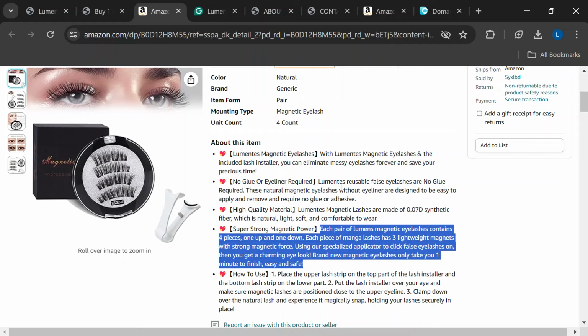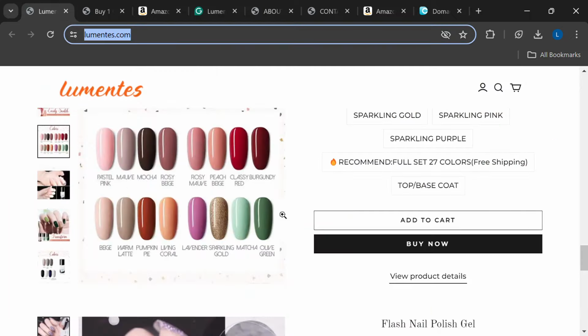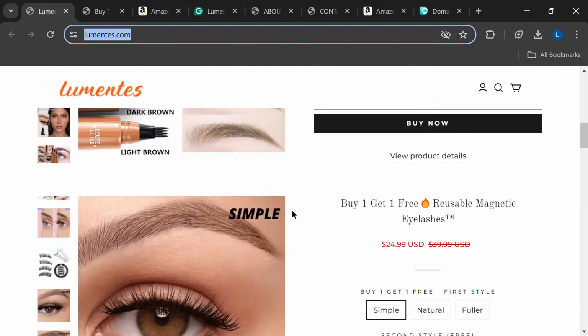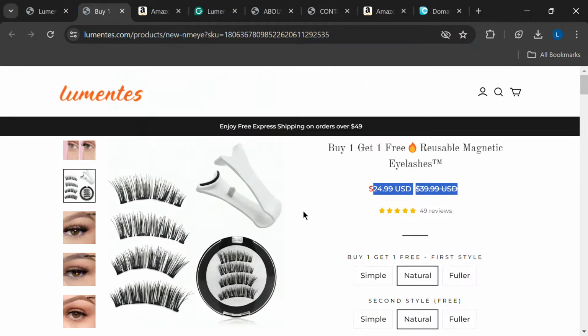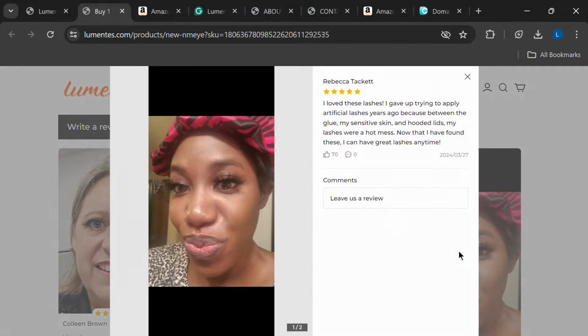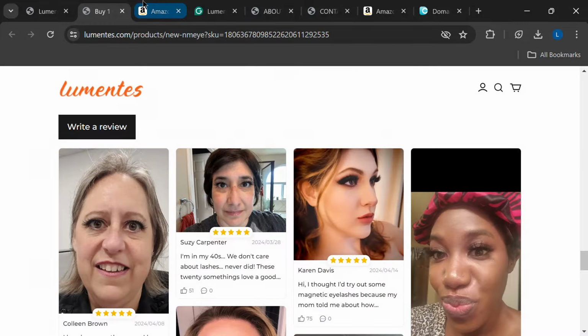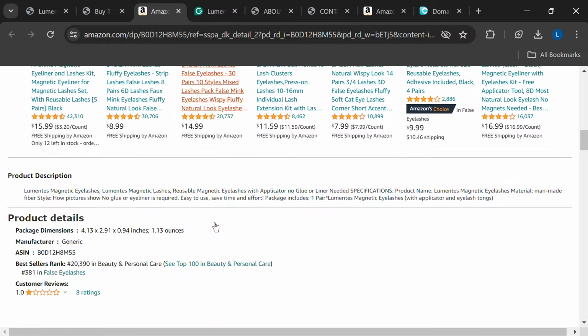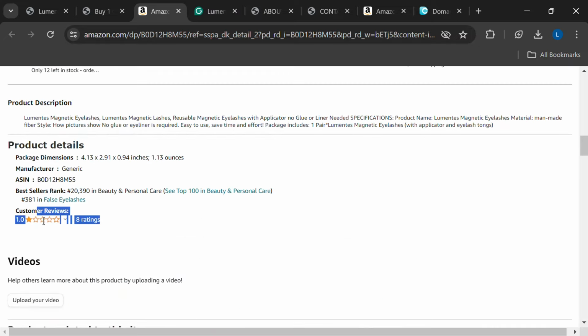Okay, so here's where things get a little weird. The first thing I noticed was that on this product they have 50 reviews, and guess what? These are all 5-star reviews. But then I looked on Amazon, and there are tons of negative reviews. People were saying they were hard to apply, uncomfortable, and wouldn't stay on.